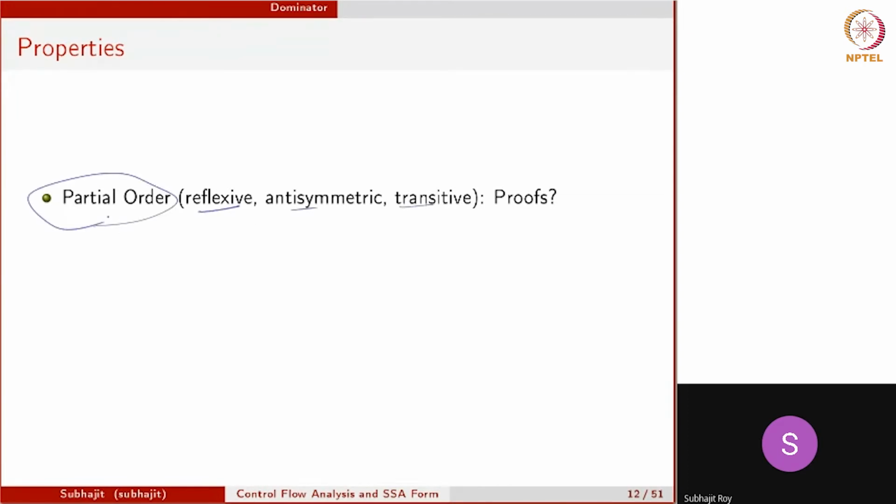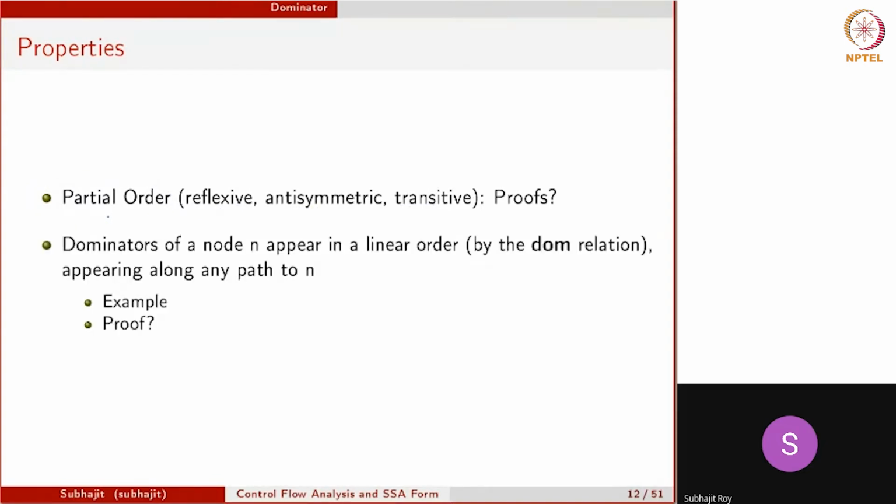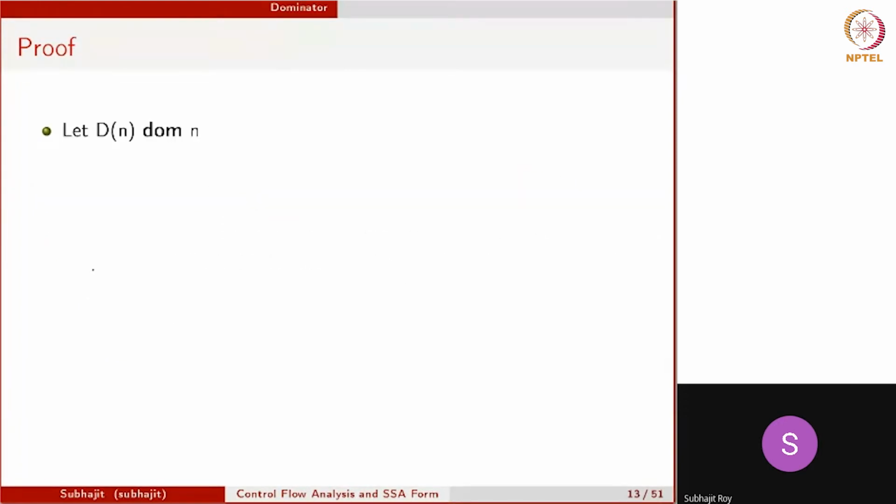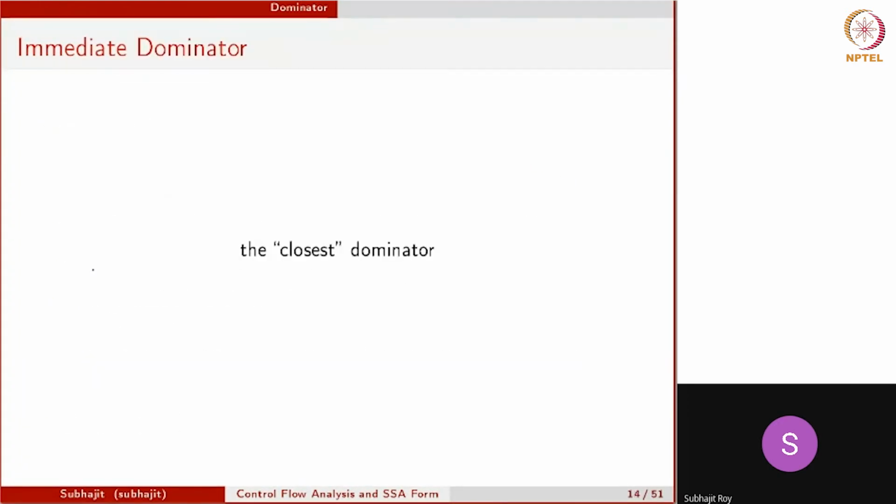Let me not get into the details because I'm running out of time. I would like to cover some more material. And the dominators on a node N appear in a linear order by the domination relation. Right? So anyway, you can go back and try to prove these statements yourself. Just try to prove why this is a partial order and why this statement holds. They are very easy proofs. They are actually not difficult at all. Very simple graph theoretic proofs. Let me just skip the proof.